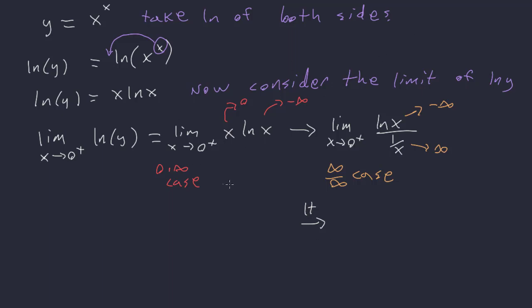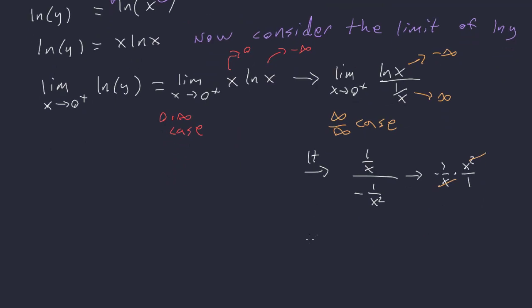All right, so from here, we take the derivative of the top, which will be 1 over x, and the derivative of the bottom, which will be negative 1 over x squared. Now when we invert and multiply, we get negative 1 over x times x squared over 1. So this x will cancel with the x squared, and we're going to be left with negative x. And since we're taking the limit as x goes to 0, this negative x goes to 0.